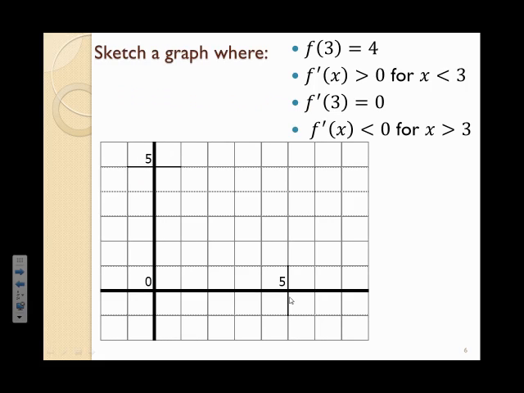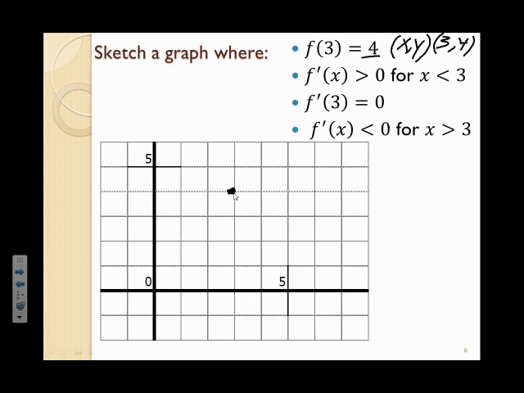Now, using what we know, can we sketch a graph where we have f(3) = 4? Well, if we have f(3) = 4, that gives us a point. As in, if we put x into the equation, we get out a y. In this case, our x is 3, and our y is the answer that we get, 4. So we have a point at (3, 4). If we come over 1, 2, 3, and up 1, 2, 3, 4, we would put a point here.